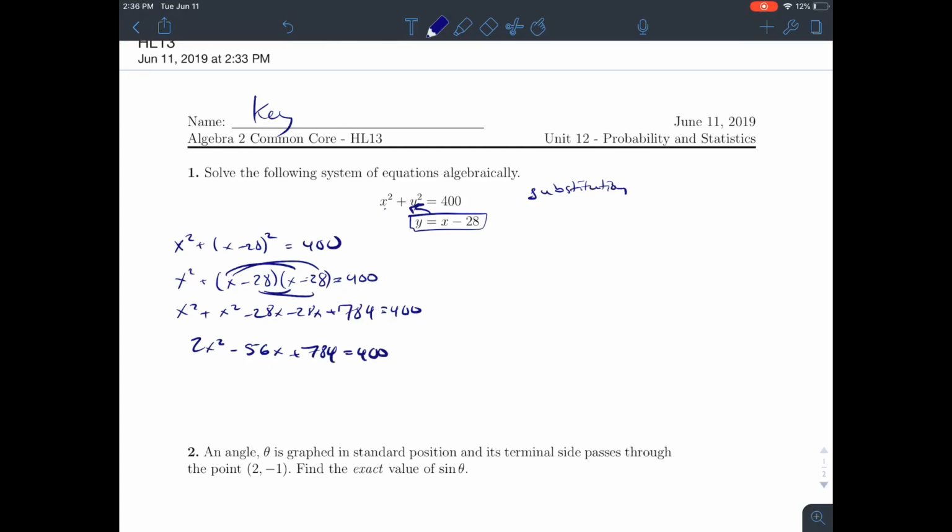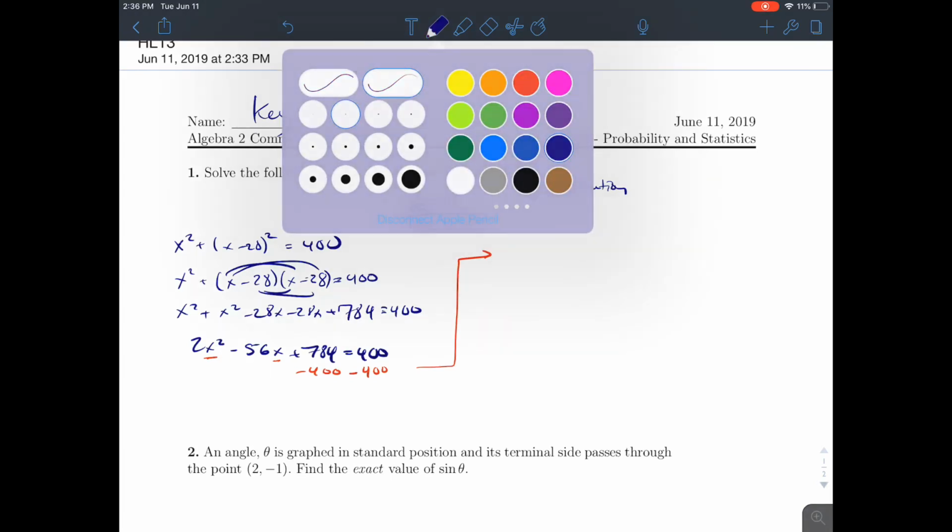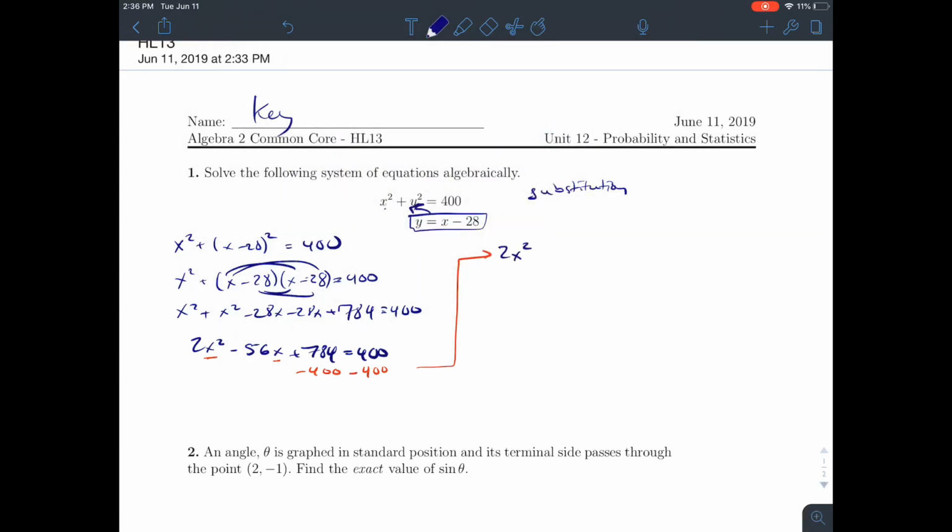This is looking pretty bad, but not really, because the structure of the problem is becoming evident. We've got an x squared and we've got an x. We'll probably need to factor. So I'm going to start by subtracting 400 to set it equal to 0. This gives us 2x squared minus 56x plus 384 equals 0.